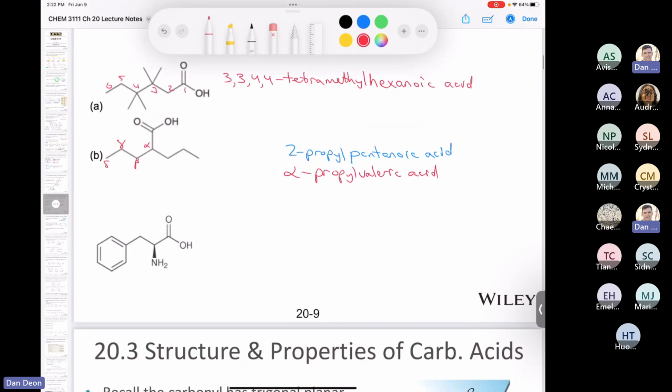And then the next one, oh boy, we've got a phenyl group. We've got all kinds of stuff going on here. So first of all, we've got 1, 2, 3. So this is 2 amino, 3 phenyl propanoic acid. So let's scribble that down. So 2 amino, 3 phenyl propanoic acid. Did anybody figure out if this is an R compound or an S compound?